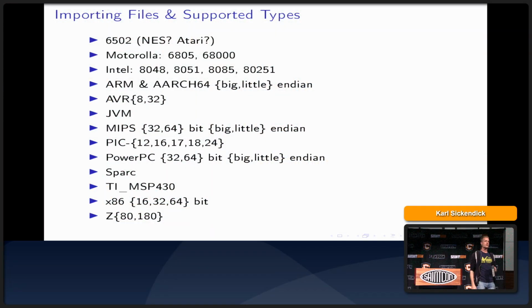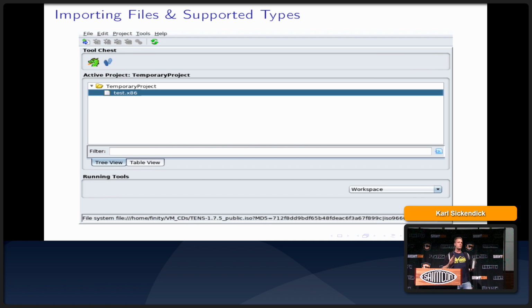Some of the architectures that are supported are listed here. You get a lot of the typical ones: ARM, x86, 32 and 64-bit. You've also got some weird ones. A bunch of microprocessors are supported, some older architectures. And so again, because there's a SLEIGH module for each of these architectures, you can disassemble and then you can decompile them using Ghidra.